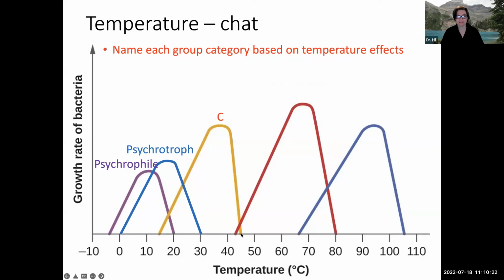All right, now, of course, we've got the guys that like human body temperature the most. They might be able to make it a few degrees into the 40s, and they're dead below about 15. So we call these guys mesophiles, exactly.